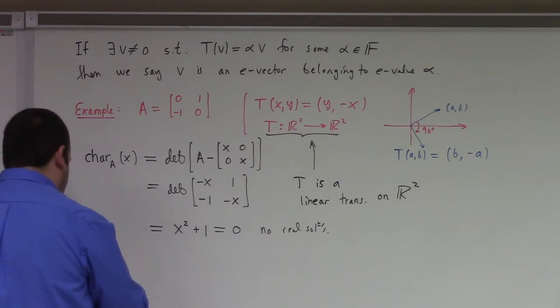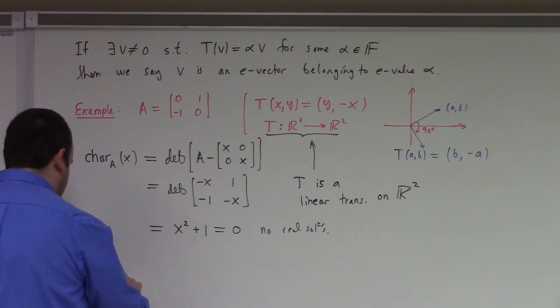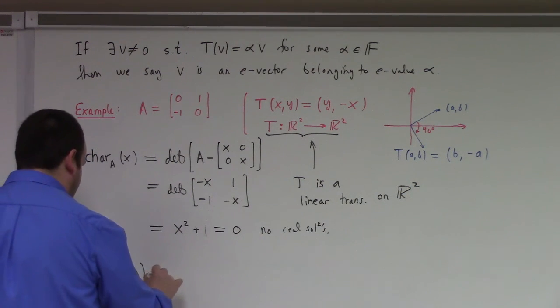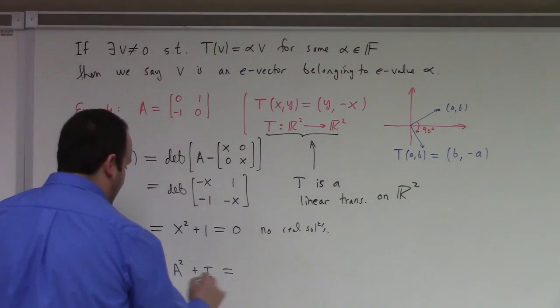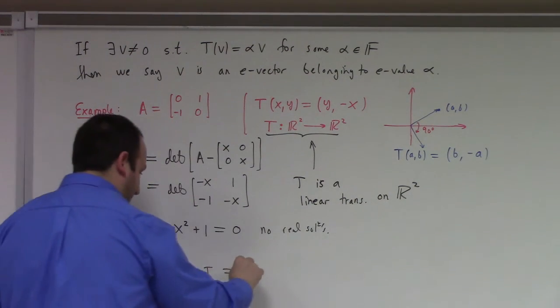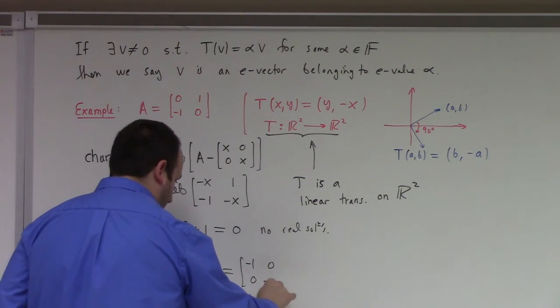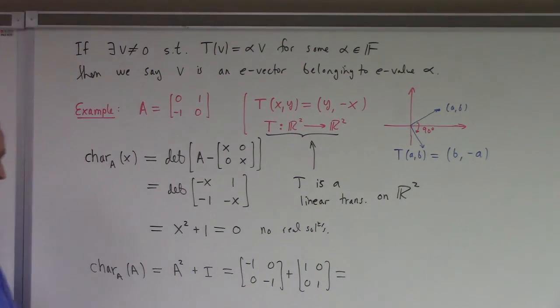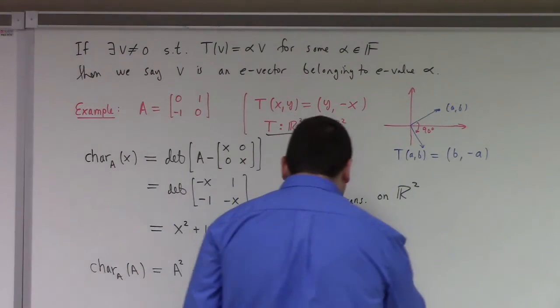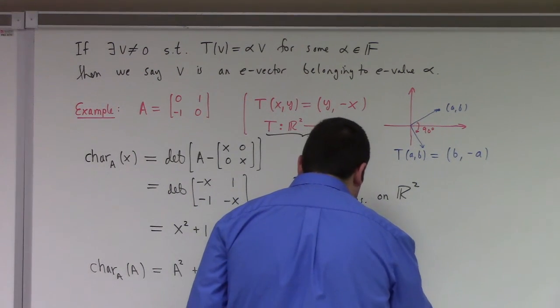What happens if you plug in the matrix into this, though? Let's do that. It's kind of fun. The characteristic polynomial of A is what? That would be A squared plus the identity matrix, right? How does that work out? What happens when you square A? What do you get? That squares to minus the identity, right? So when you plug A into the characteristic polynomial, what do you get? You get 0. This, my friends, is the Cayley-Hamilton theorem in action.